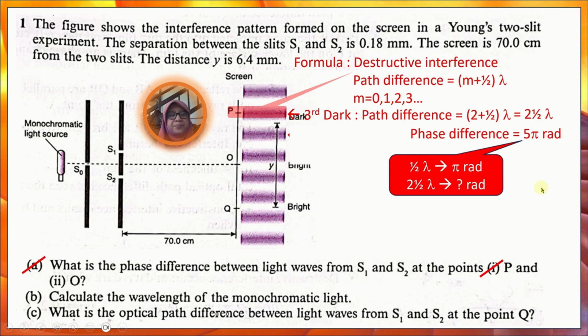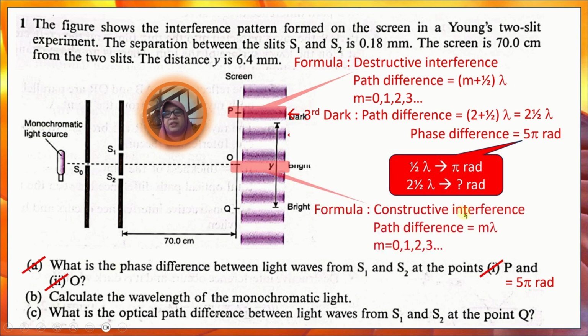So that's the answer. Then the question at O, the phase difference at O. O is in the middle, the central bright maximum. For a bright fringe, the constructive interference formula for path difference is m lambda. So m at the center O here will be 0. So the phase difference is also 0 because the path difference is 0. So the phase difference is also 0 radian.